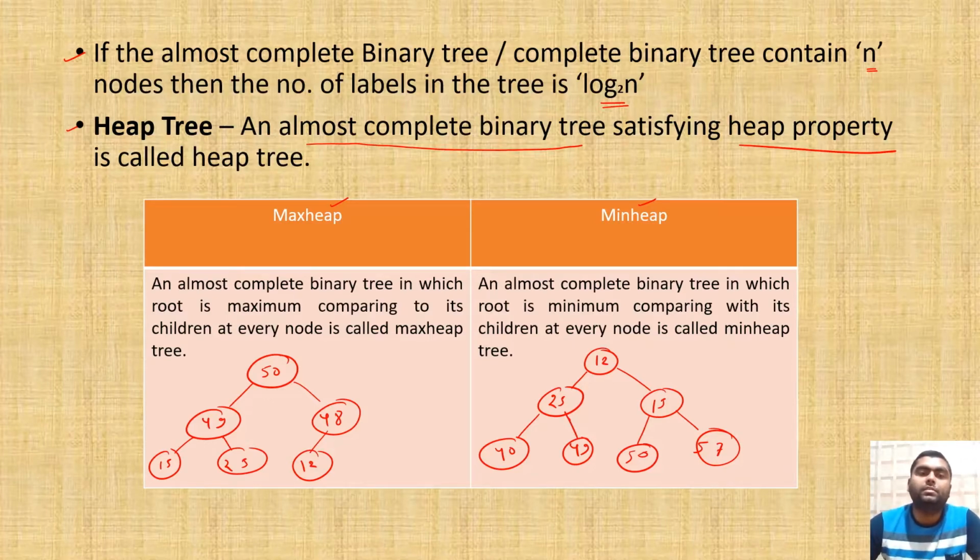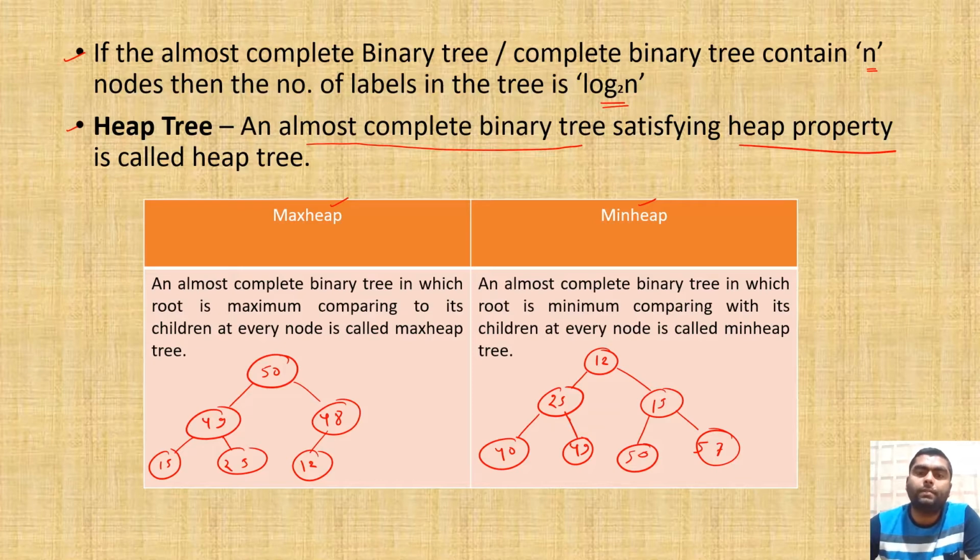I hope that this min heap and max heap is clear to you. In order to understand what exactly heap sort is, we are first supposed to understand what a heap tree is, and a heap tree means a min heap or max heap. It is an almost complete binary tree which satisfies some heap property. And what is the heap property?